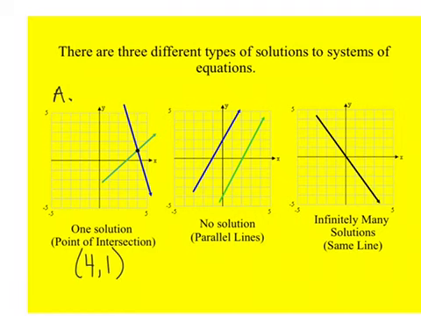We could have situation B happen, where they don't cross at all. Therefore, there are no solutions. If they don't cross at all, they're parallel lines and there are no solutions. Or we could have situation C happen, where it is the same exact line. They have the same b, the same m. It's the same exact line, and therefore it's infinitely many solutions. And we go ahead and write IMS in those situations.